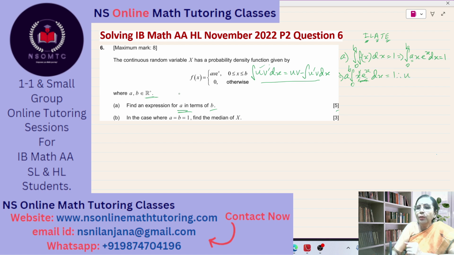So u is equal to x and v dash is equal to e to the power of x. Therefore, u dash, that is du by dx, is equal to 1, and v, which is the integral of v dash, or the integral of e to the power of x with respect to x, is of course e to the power of x. Clear?